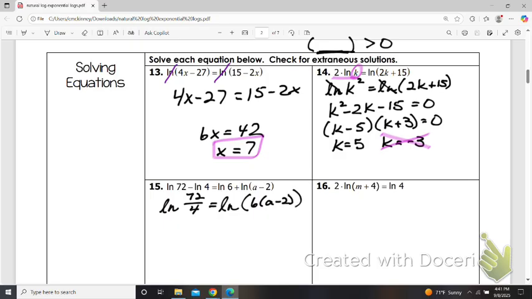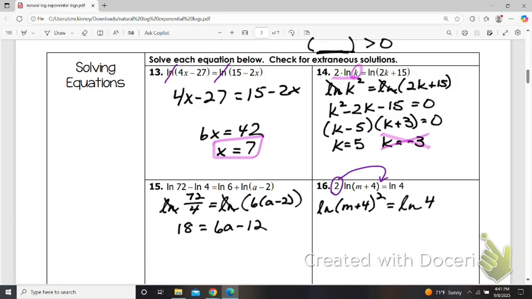And then drop the logs. That's 18 is equal to distribute, and then finish solving. I think this one comes out to be 5. 5 minus 2, still positive, still good. Here, 2 in front becomes an exponent. So natural log of m plus 4 squared.